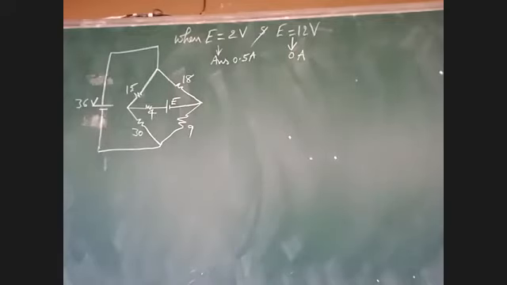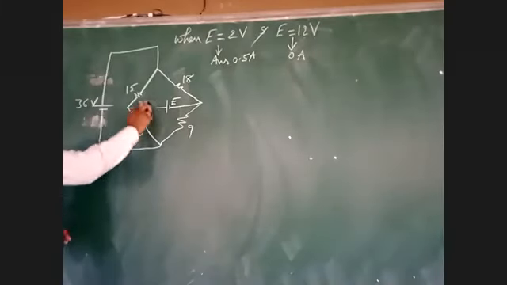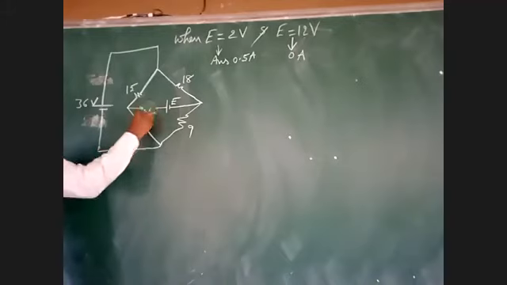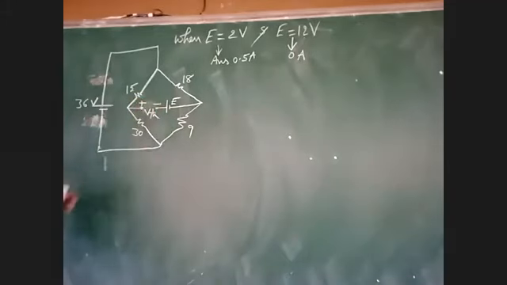Here in the problem, he is asking us to determine the current in 4 ohms. Now, what is the first step in Thevenin's theorem? Replace the resistor. We'll remove this 4 ohm resistor and take it as VTH. I am placing VTH there.